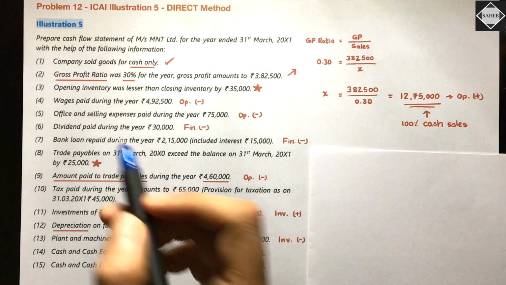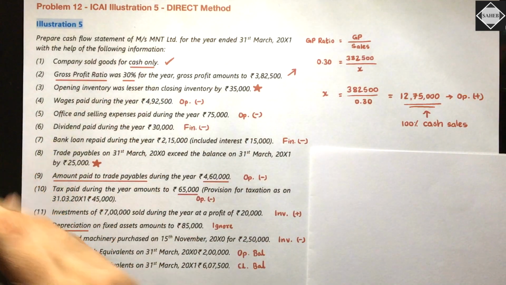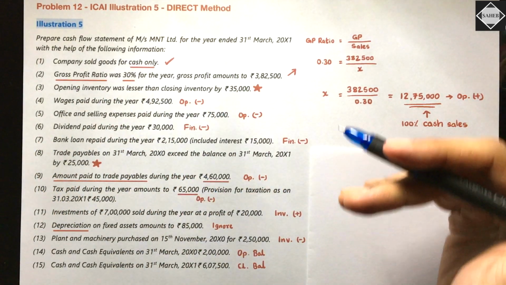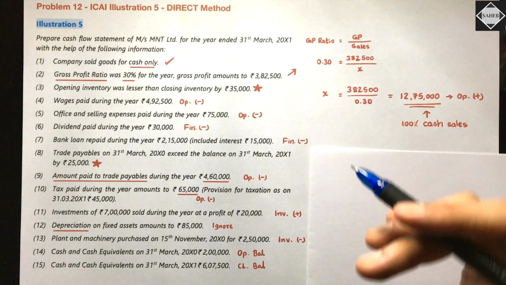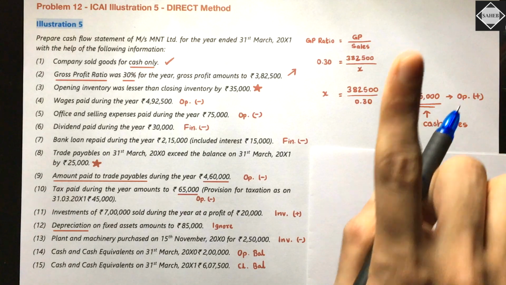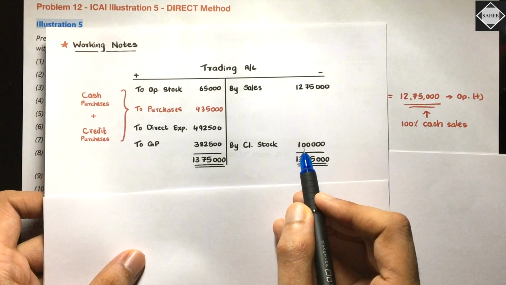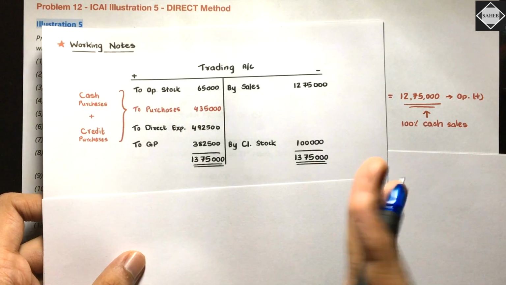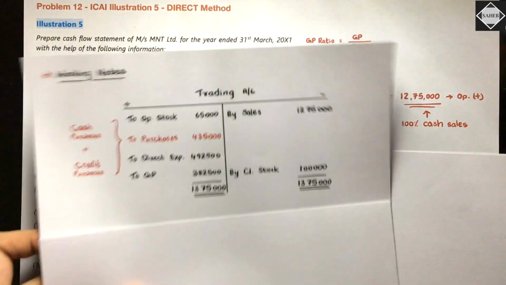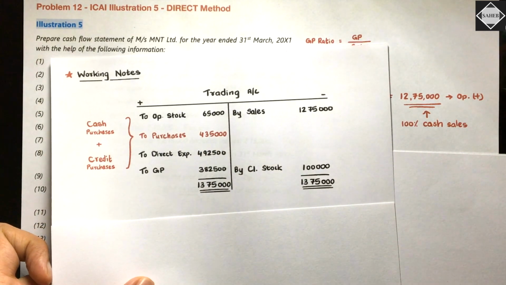And then the question told us about the stock inventory. Opening inventory was lesser than closing inventory by 35,000. So closing inventory is more by how much? More by 35,000. So we don't know exactly the information. We'll just assume it is 1 lakh. Closing inventory is 1 lakh. So by closing inventory, closing stock 1 lakh. So how much will be the opening inventory? Less than the closing inventory by 35,000. That's what they said, right? So it will be 65,000 opening stock. These are assumed figures, okay, just to make you understand the logic.